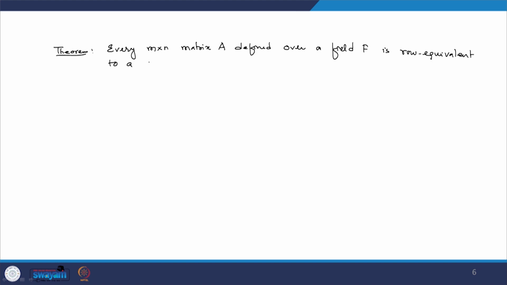The theorem we can write like this: every M cross N matrix A defined over a field F is row equivalent to an M cross N row-reduced echelon matrix.